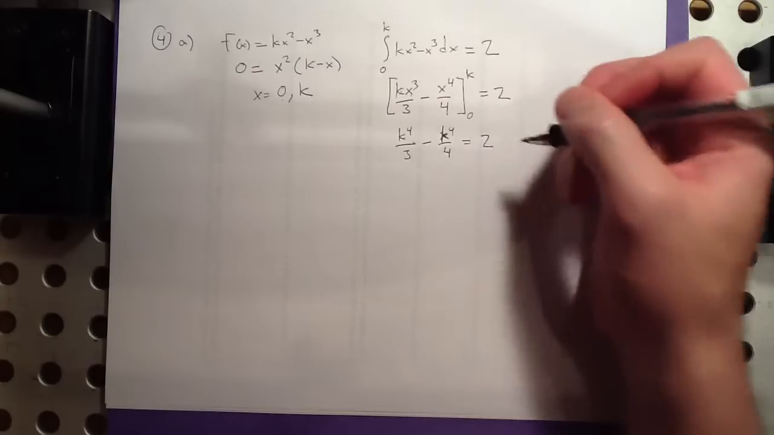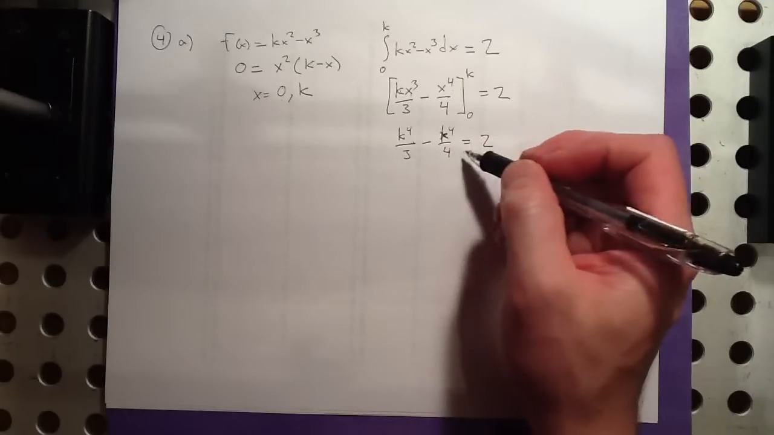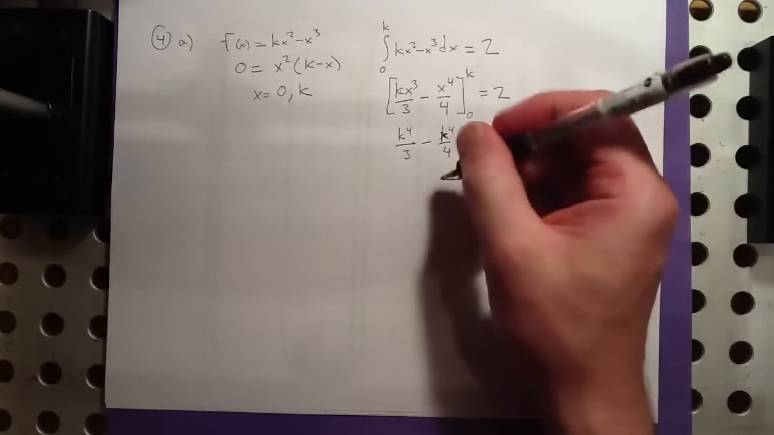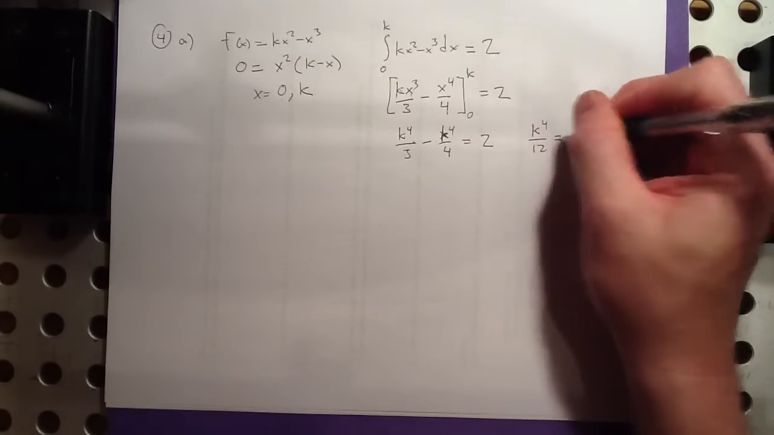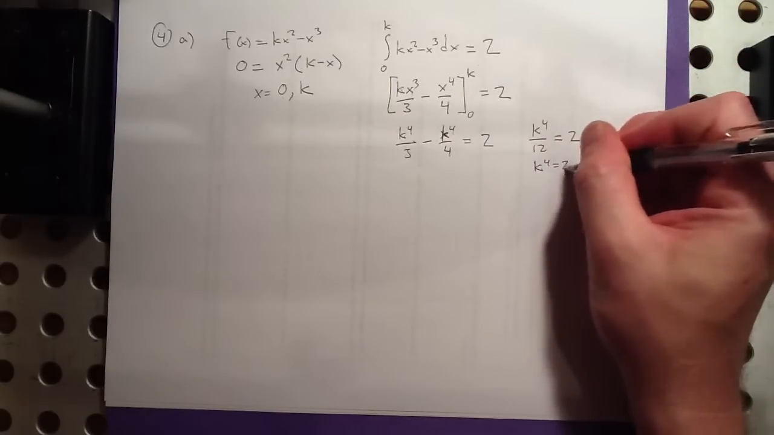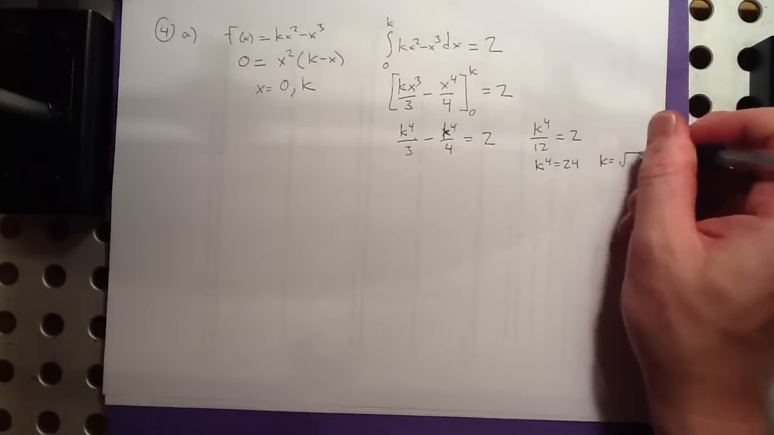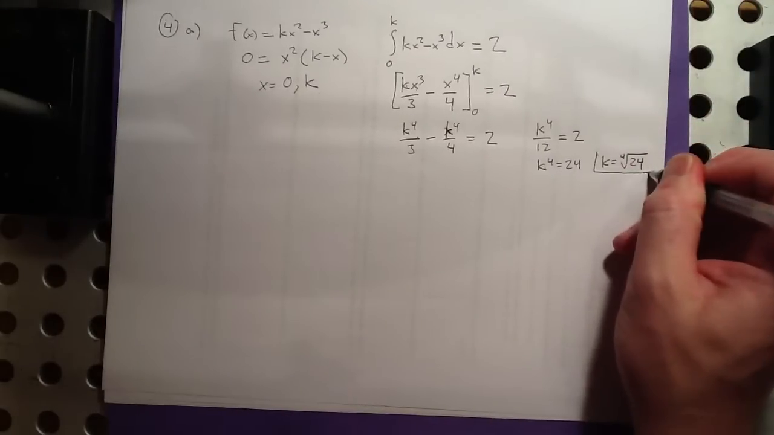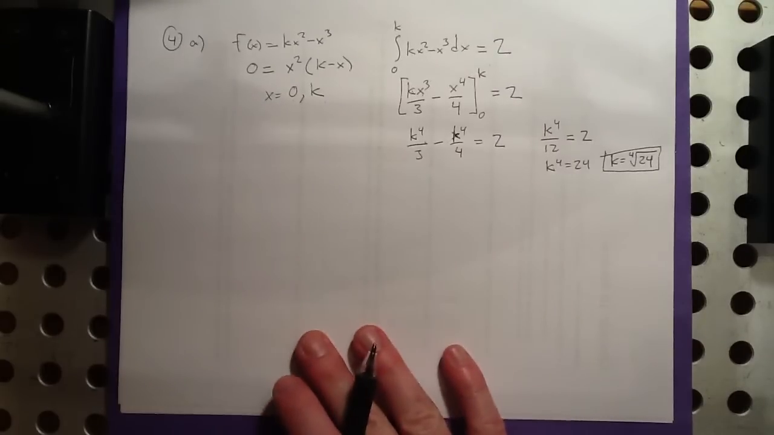So I need this to be equal to 2, and getting a common denominator, a common denominator is 12, so this would be 4/12 minus 3/12, so that gives me k to the fourth over 12 equals 2. Now k to the fourth would be equal to 24, and k is equal to the fourth root of 24. And as odd an answer as that might seem, that is the correct answer.